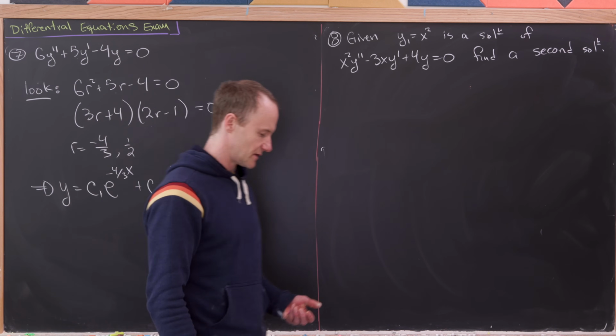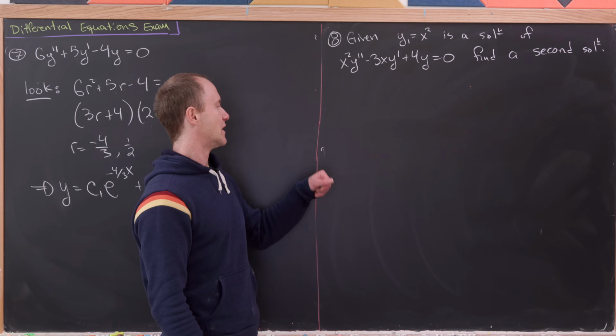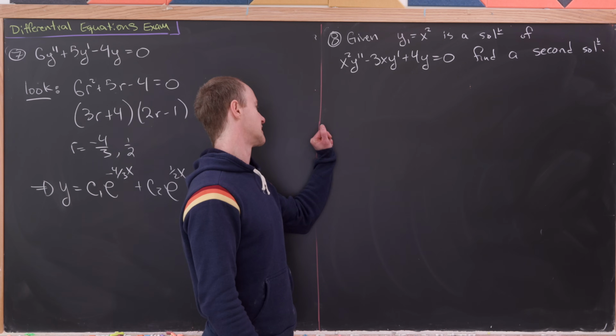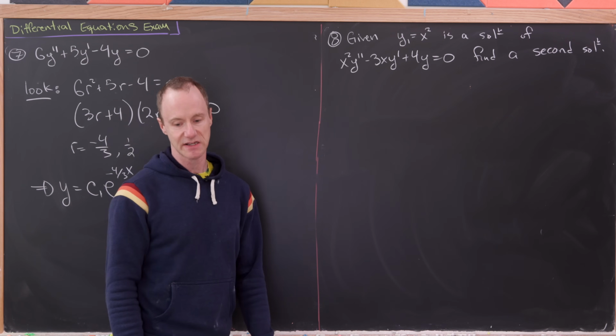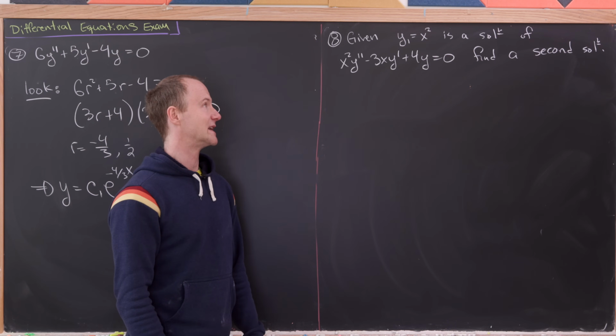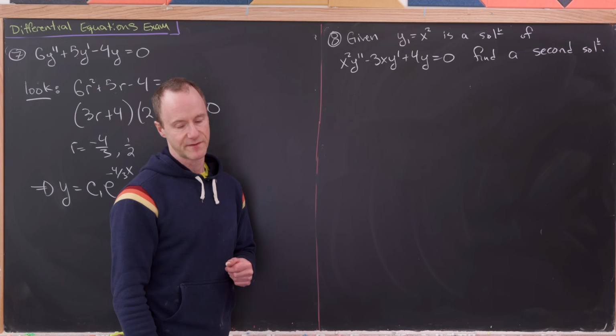So the next one involves Abel's theorem. Let's say we know that y sub 1 equals x squared is a solution to the differential equation x squared y double prime minus 3xy prime plus 4y equals 0. Our goal is to find a second solution.